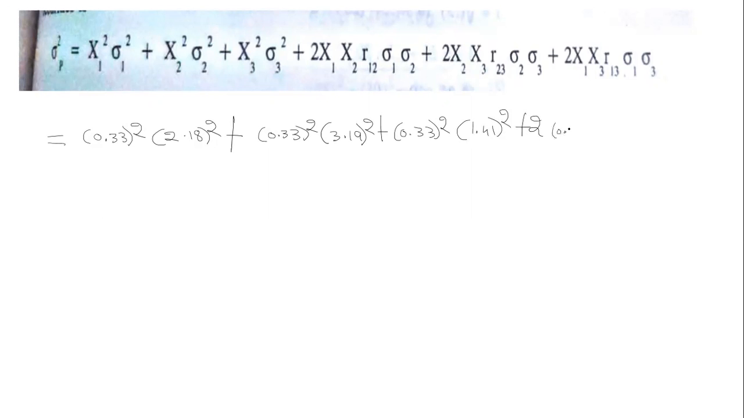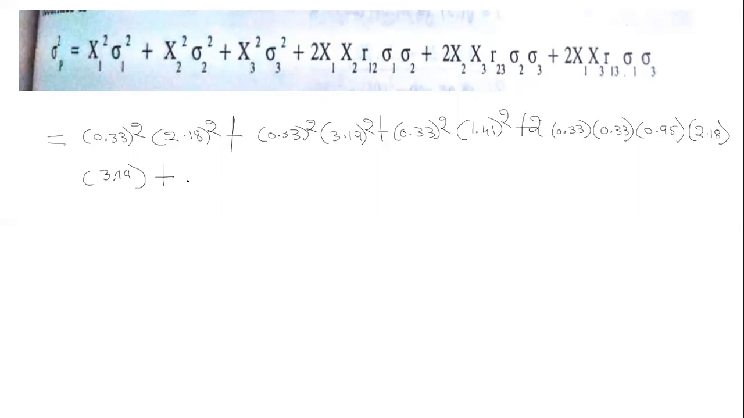2 into, so weight we know equally we are investing, so 0.33, 0.33, okay, into, we have calculated the correlation coefficient, that is 0.95 between A and B, and the standard deviation, that is 2.18 into 3.19 of B's security standard deviation, plus, okay, now just this part is for A, B.